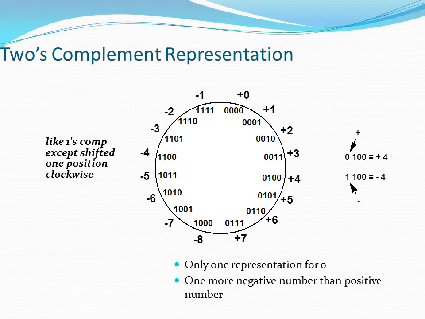It is the same as our 1's complement, only one bit is shifted in the clockwise direction, and here we have only one representation for 0 and one more negative number than positive numbers. Here minus 8 is extra compared to signed 1's complement. So it is a very important representation, because in addition and subtraction we use signed 2's complement representation.